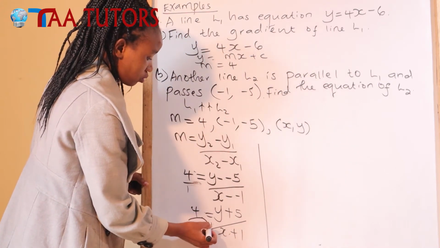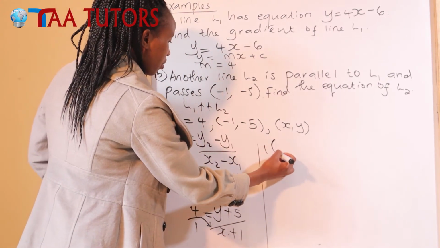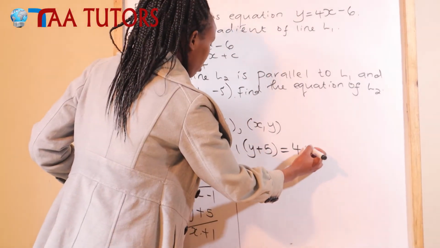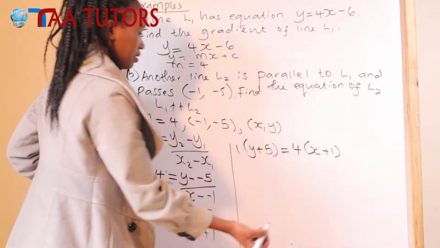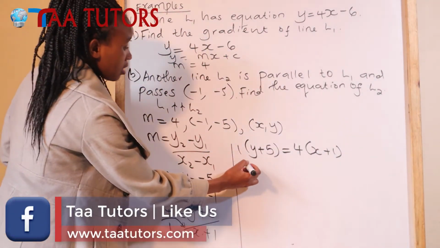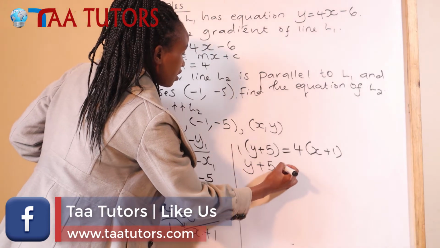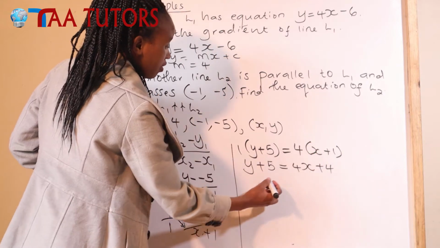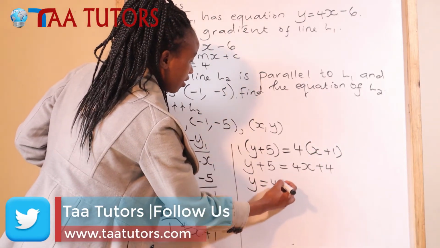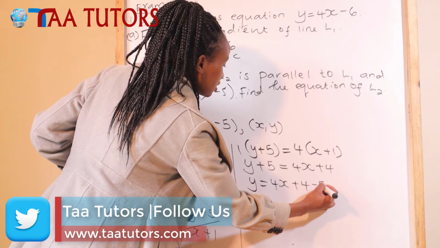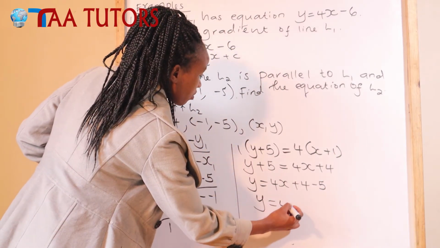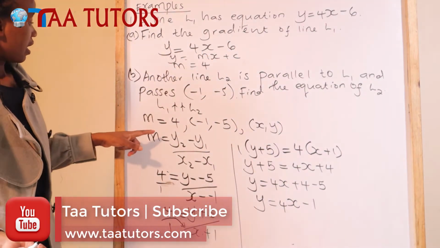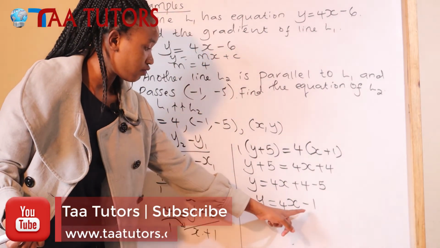So from there now we cross multiply. 1 multiplies y plus 5 equals 4 multiplies x plus 1. Now from there we open the bracket. y plus 5 equals 4x plus 4. Then we take 5 to the other side. y equals 4x plus 4 minus 5. So the equation of line L2 is y equals 4x minus 1.